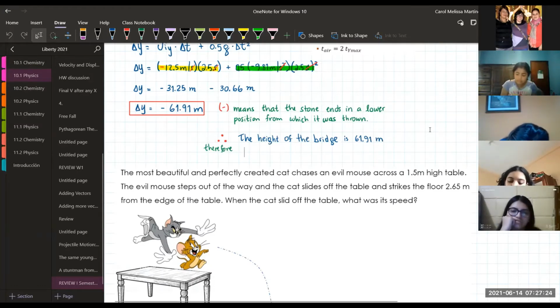the height of the bridge, or the bridge's height, is 61.91 meters. Here, as you can see, it's positive, because when you talk about measurements, measurements are always positive. Okay?